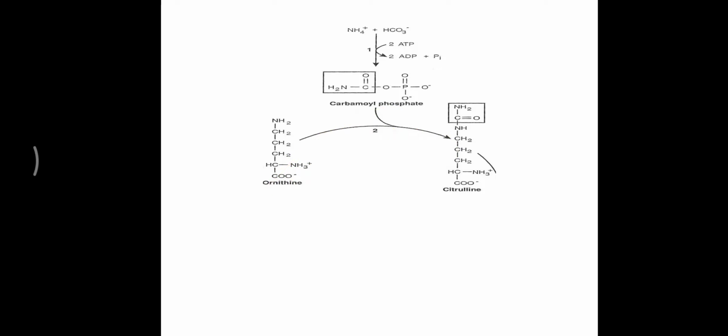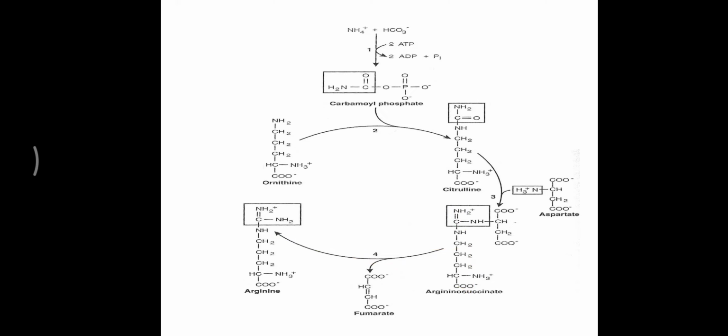Carbamyl phosphate plus ornithine combine with the help of the enzyme OTC, ornithine transcarbamylase, making citrulline. This citrulline, generated inside the mitochondria, goes into the cytoplasm. In the cytoplasm, citrulline combines with aspartate, or aspartic acid, to make argininosuccinate with the help of the enzyme argininosuccinate synthetase. Again it is a synthetase, so a high energy bond, that is ATP, is needed. Further, argininosuccinate is converted into arginine plus fumarate, also inside the cytoplasm, by the enzyme argininosuccinate lyase, which breaks this argininosuccinate molecule.